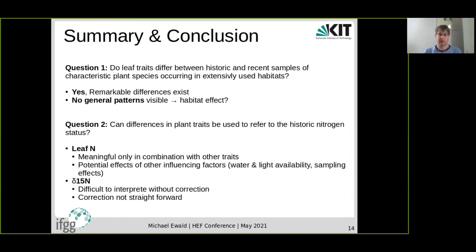And still the results remain difficult to interpret, because we also have a lot of other potential influencing factors for leaf nitrogen, like, for example, the water and the light availability. And regarding the herbarium samples, we also can have some kind of sampling effect. For the delta 15N values, we have great difficulties to interpret these results without a proper correction, but this correction is not straightforward.